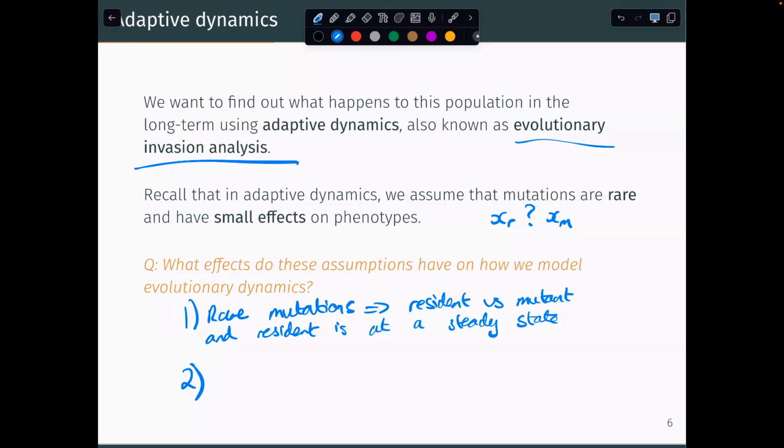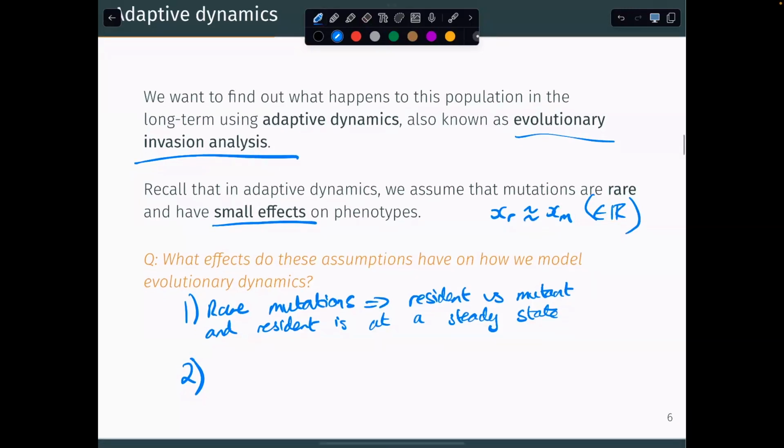Jamie, you look like you almost wanted to answer then. It should be bigger. It's not necessarily bigger. They could be bigger, but in terms of magnitude, the difference will be small. Difference is going to be relatively small. Okay, so they're going to be approximately equal. If your mutations have relatively small effects on the phenotypes, when we introduce a mutant, remember these are just real numbers, right? As we've set this model up, XR is going to be approximately equal to XM. So our mutant is phenotypically similar to our resident. This becomes important a little bit later on.